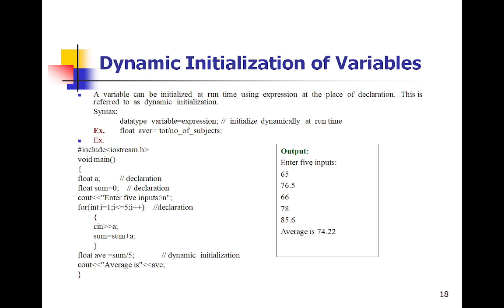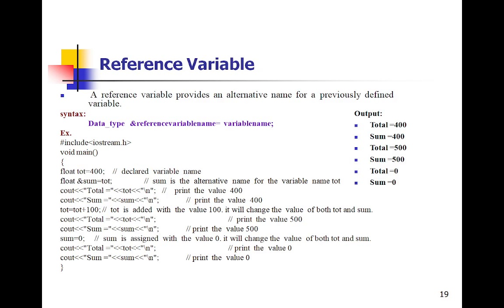Then by using that value, we are going to find the average. The main objective of the program is finding the average of the first 5 numbers based on the user input. So here we have calculated the average. The average we have initialized in a dynamic format. Okay. So at the end we are going to display it. That is the main difference in dynamic initialization of variables.